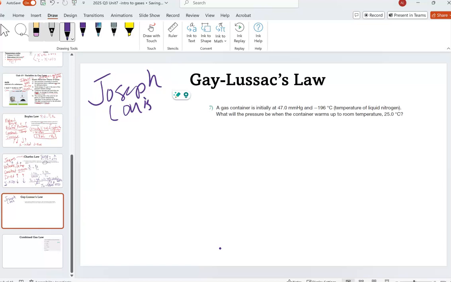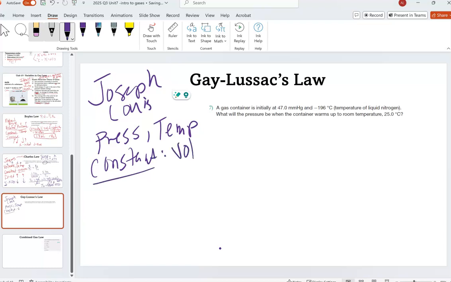Gay-Lussac worked with some, of course, variables for gas. These variables are pressure and temperature. That means the constant had to be the volume. So in order to see this relationship between pressure and temperature of a gas, volume cannot be changing. It has to remain constant.